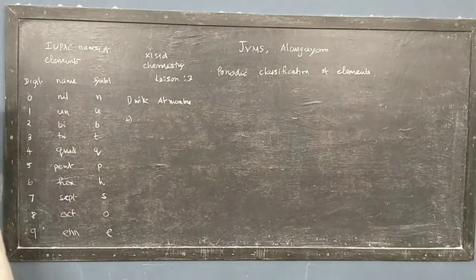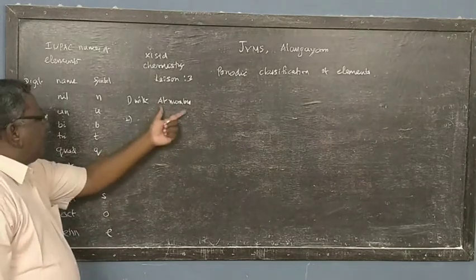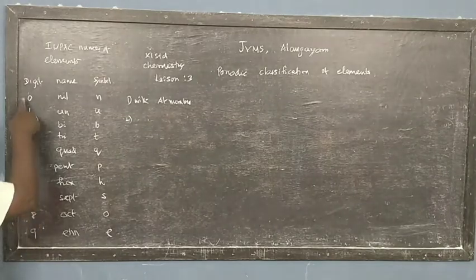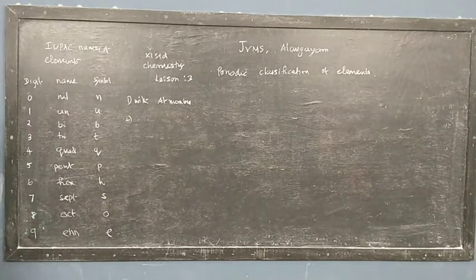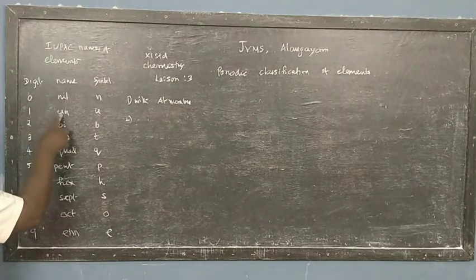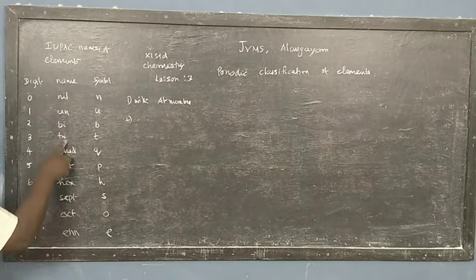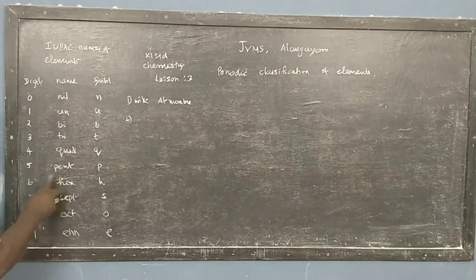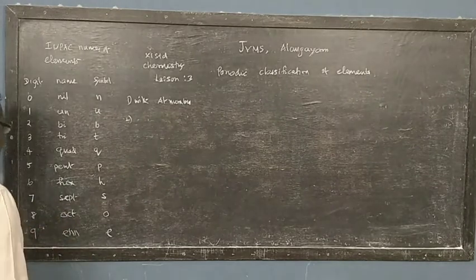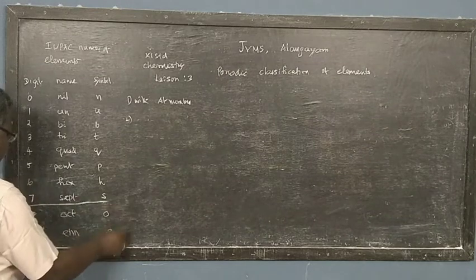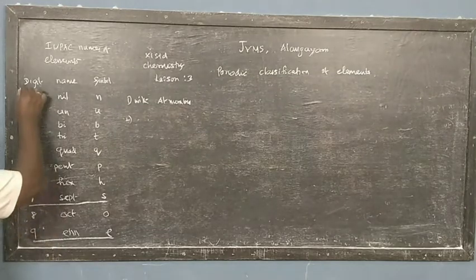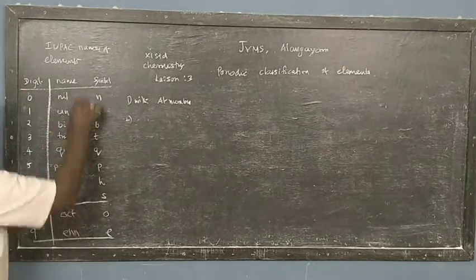In this IUPAC atomic number, we have digits. There will be 10 digits from 0 to 9. And these digits are named like this: 0, nil; 1, un; 2, bi; 3, tri; 4, quad; 5, pent; 6, hex; 7, sept; 8, oct; 9, enn. In this, two things are changing. Generally, all the rest are used as they are, right?